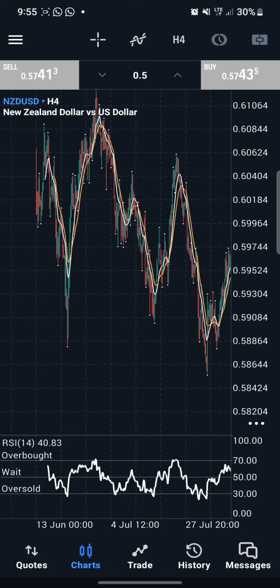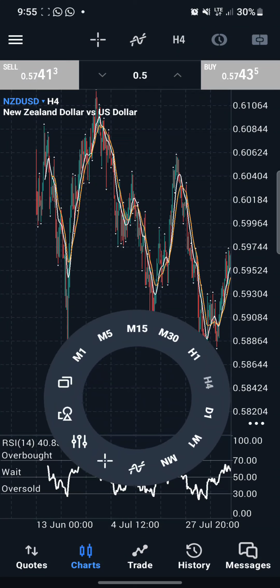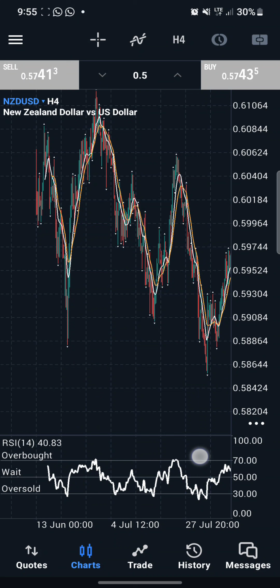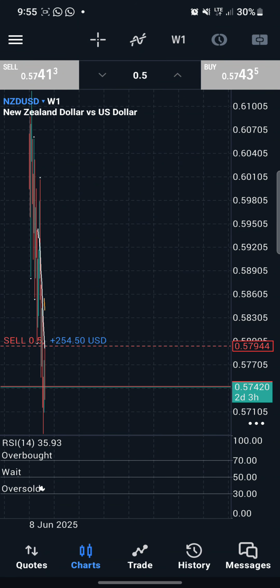Okay guys, let me show you how I trade. This is actually how I trade. Very simple and straightforward. I first of all move to higher time frame, which is weekly time frame. You see my setup. What I see here is downtrend.